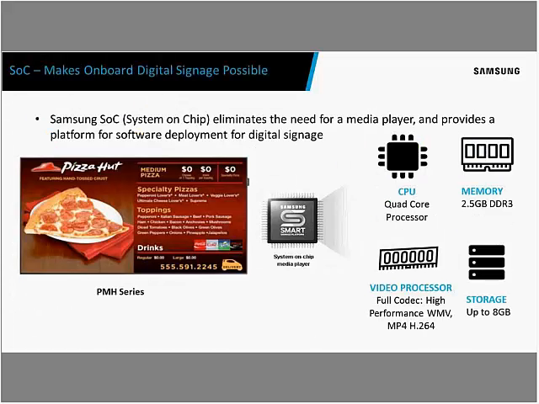So this is an example of how SoC, or system on chip, makes onboard digital signage possible. This is an example of our PMH series, which is a full HD series display, commonly used for menu boards because it is a very robust 24/7 operable display that's also grease and dust resistant. But really important here is that system on chip media player. So as I mentioned before, it has a quad core processor, it has onboard memory, and a video processor and storage. Now, the amount of storage and the amount of memory will be different depending on which display you're buying. But this gives you an idea of how easy it is. It's an onboard computer, you can think of it as.